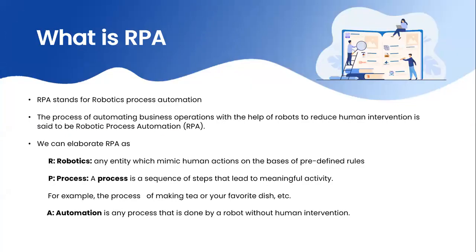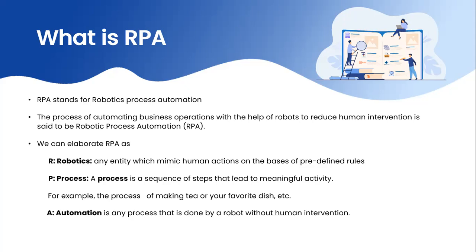RPA stands for robotic process automation. R stands for robotics. What is robotics? Any entity which mimics human action on the basis of predefined rules. It's very important that it mimics the human action on the basis of predefined rules. It should not be that you are saying something and it is doing something else. No, there are particular rules for it.